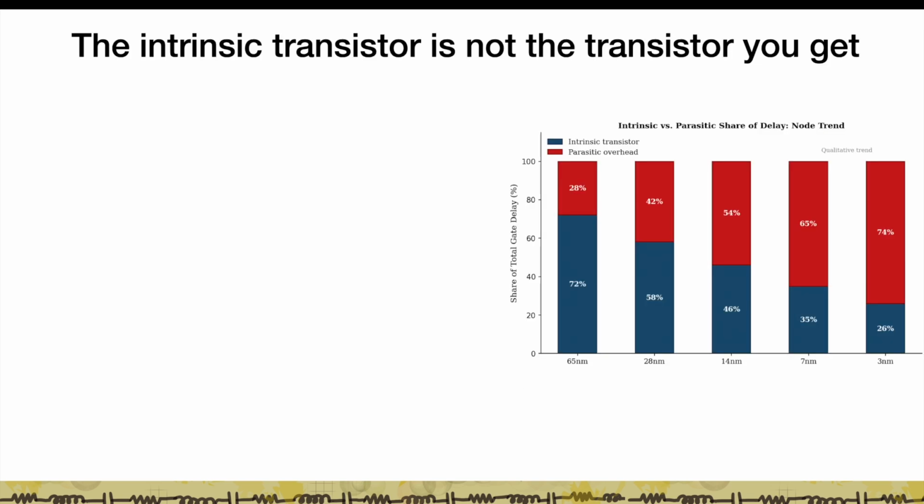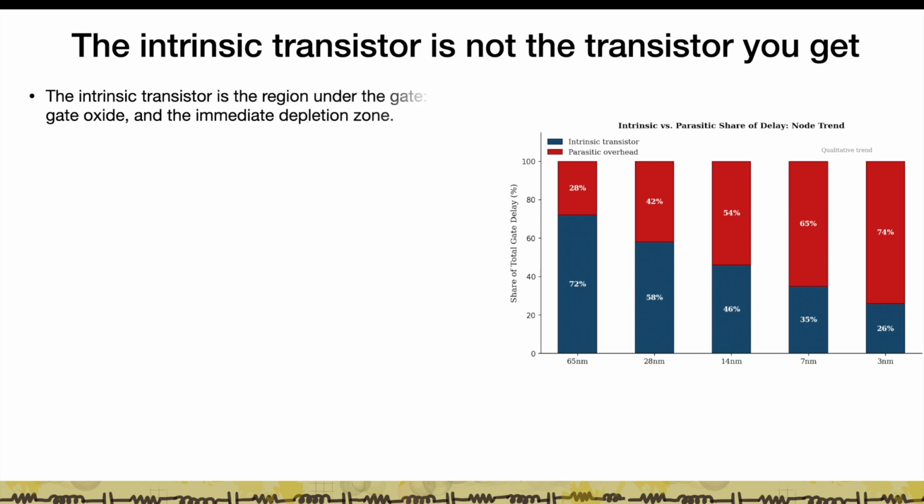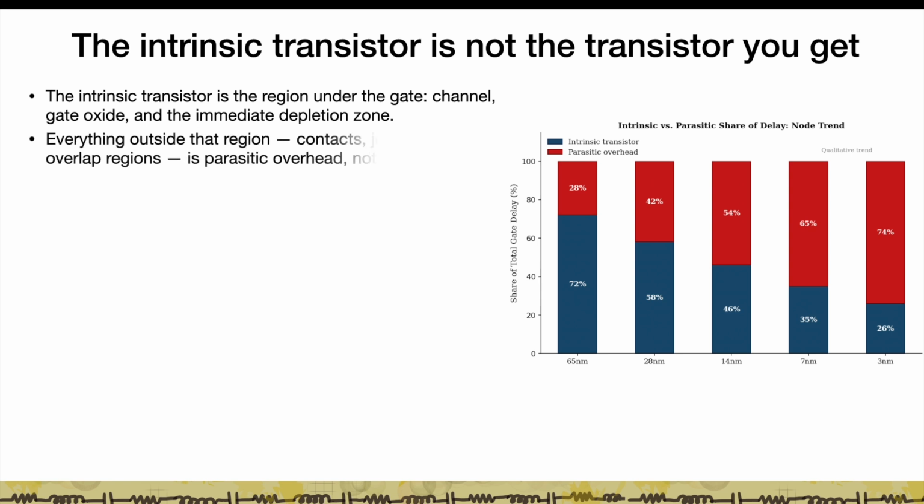This chart shows the qualitative breakdown of the total gate delay into intrinsic and parasitic contributions across technology nodes. At 65 nanometers, the intrinsic transistor still dominates. It's responsible for 70% of the delay. The parasitics are a tax you pay, but they're not running the budget. By 3 nanometers, that ratio has flipped. The intrinsic transistor might account for a quarter of the total delay.